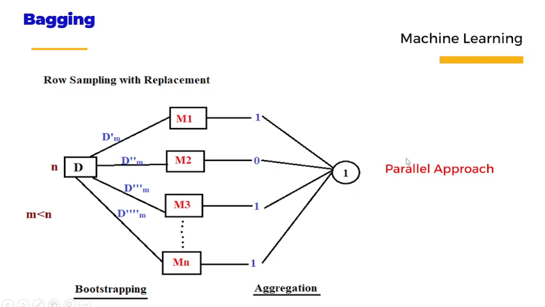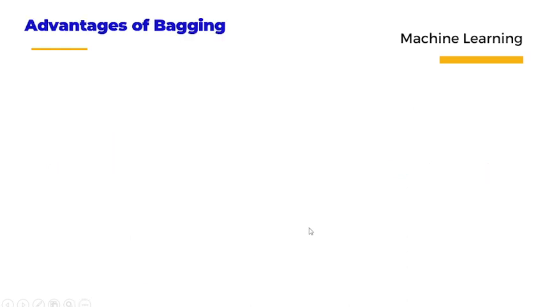This is a parallel approach. Each model is trained independently, or we can say in parallel. This is also called bootstrap aggregation. Whatever data set we have, we take samples with replacement. This is called bootstrapping. And we aggregate the predicted results using the voting classifier or the averaging technique. This is called aggregation. This is how the bagging technique works.